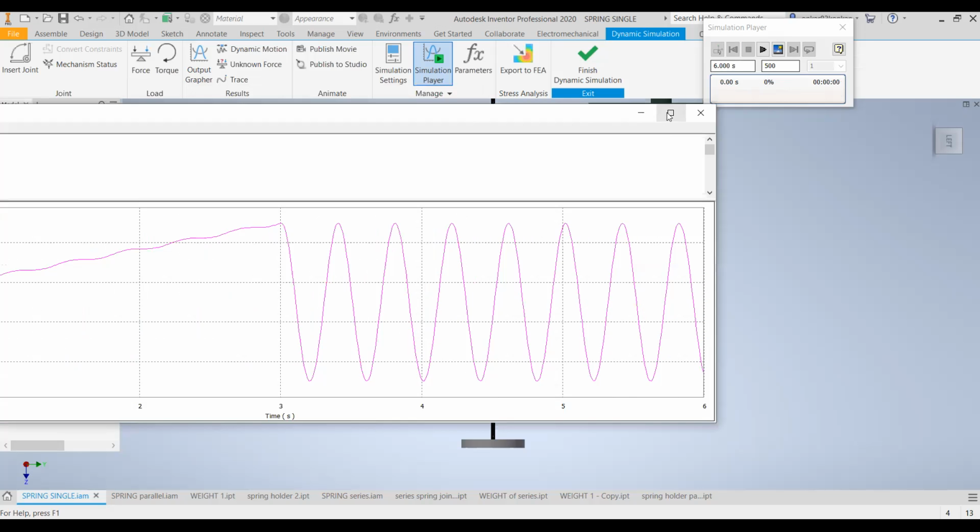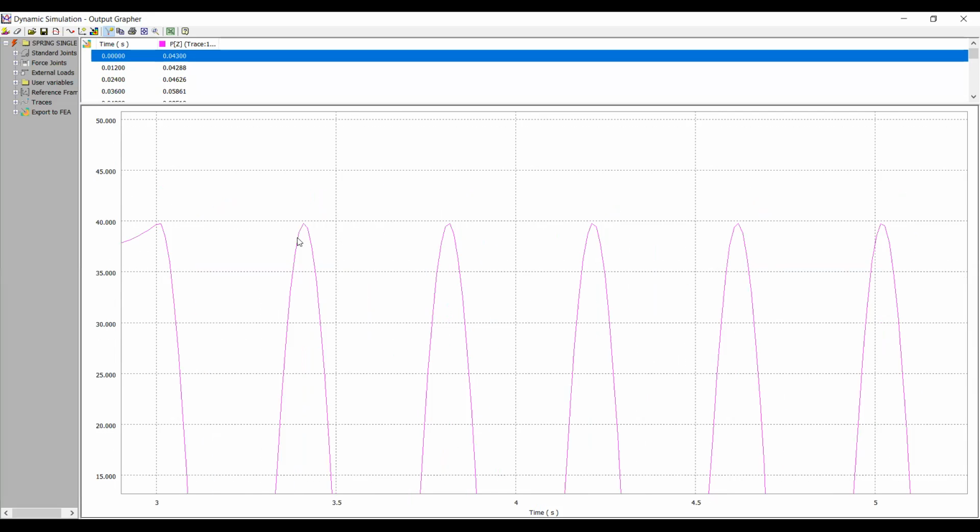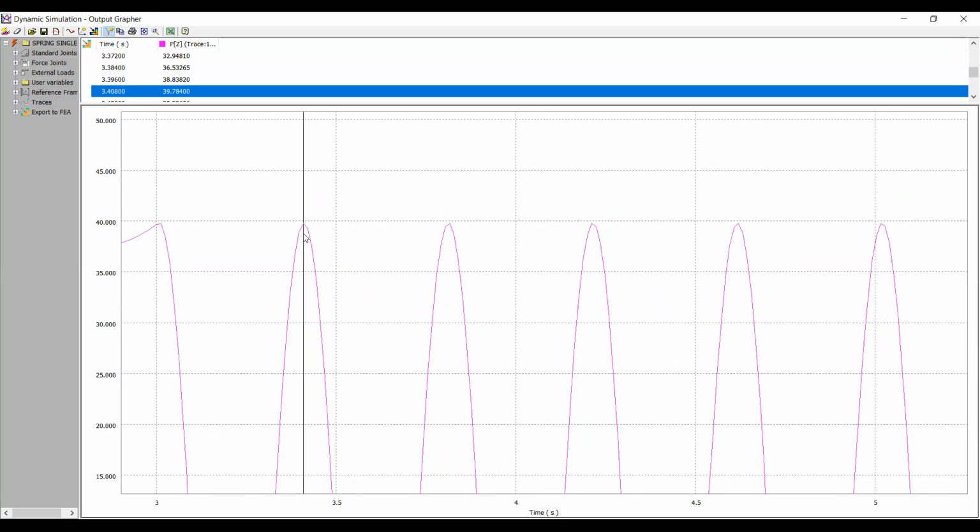Now from this graph, we will find out the time period. Just observe these peak to peak values. This is 3.4 and this is 3.81. So take the difference, 3.81 minus 3.4. This value is 0.41, so 0.41 is the time period.